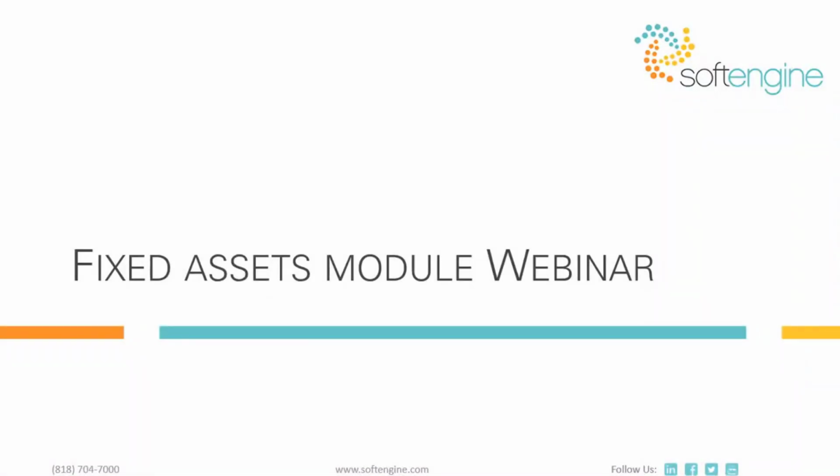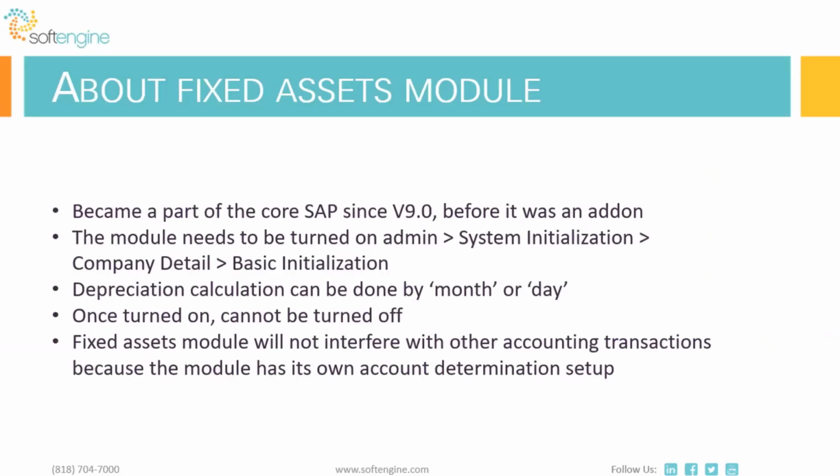Hello, I am Jay Lee, and I am an implementation consultant here at SoftEngine. And today we will review SAP Fixed Asset Module. SAP Business One Fixed Asset Module used to be an add-on, but it became a core SAP since version 9.0. It is very easy to turn on the feature, and we will show you how.